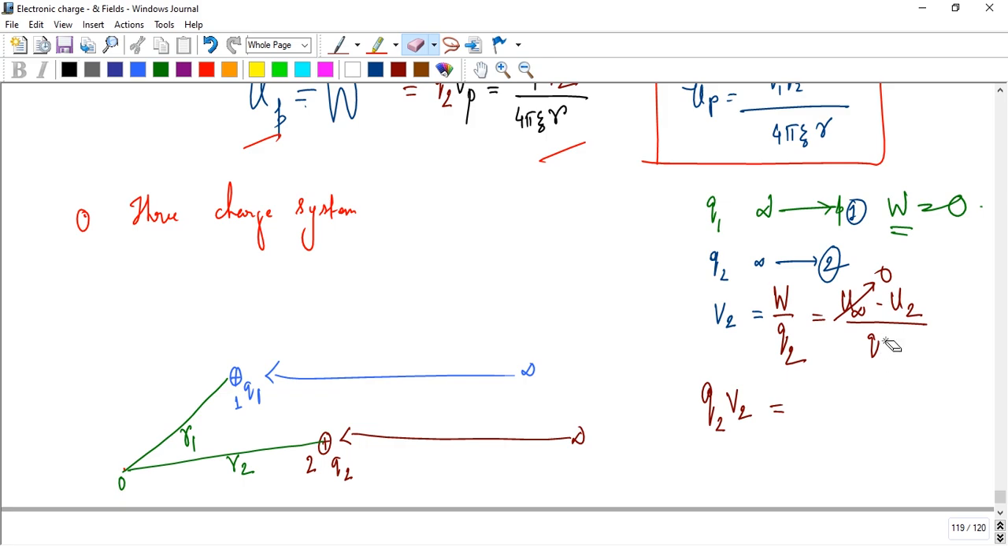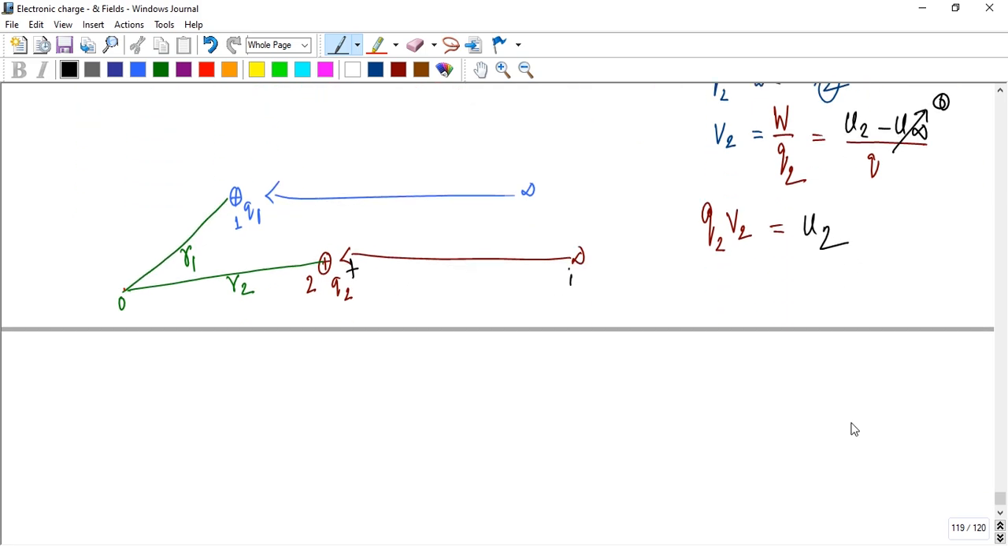Okay, there is an error. Sorry. Actually, that is U2. U2, from infinity to 2. Sorry. That is 0, so that is equal to U2. Infinity is the initial point, and that is the final point. And that work done equals the change in potential energy, so final energy minus initial energy. So that is Q2 V2, which is equal to U2.